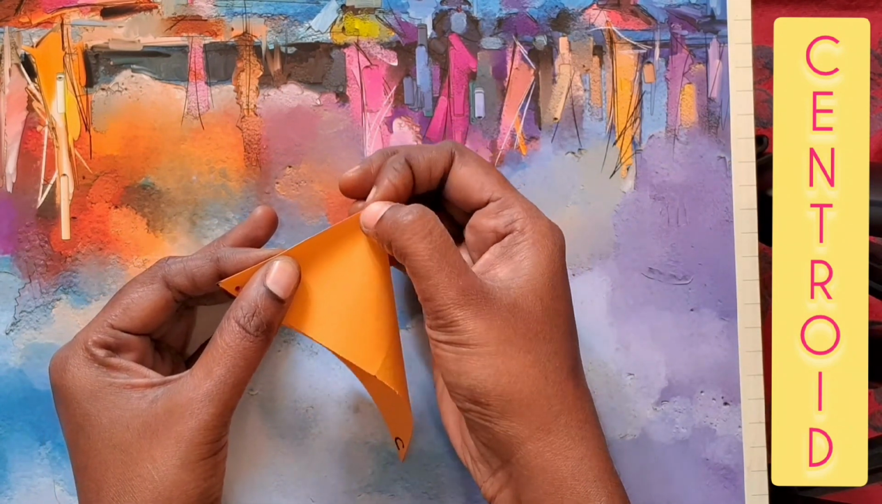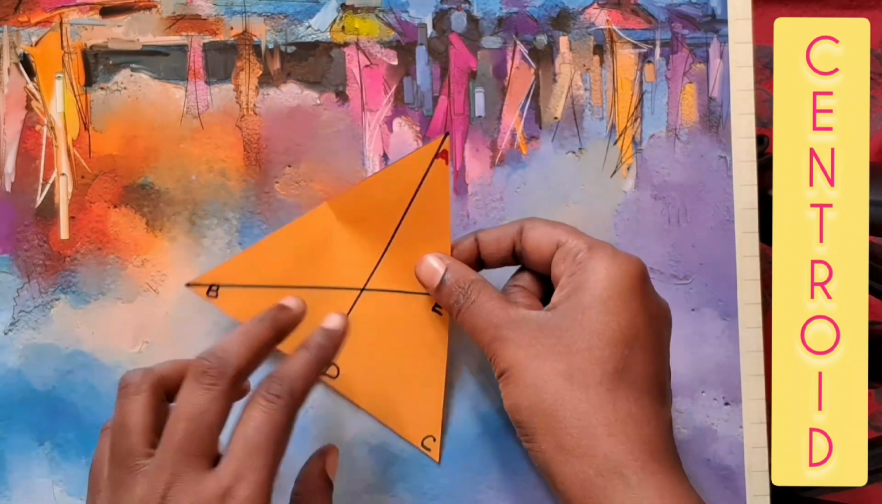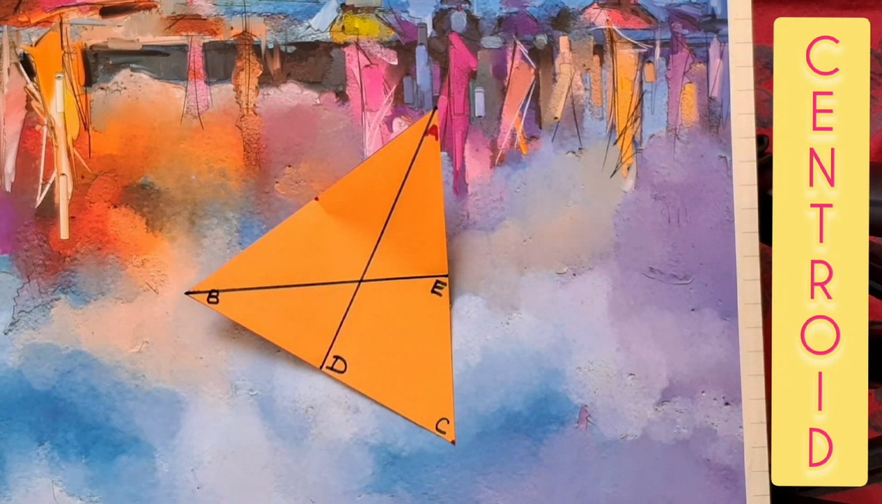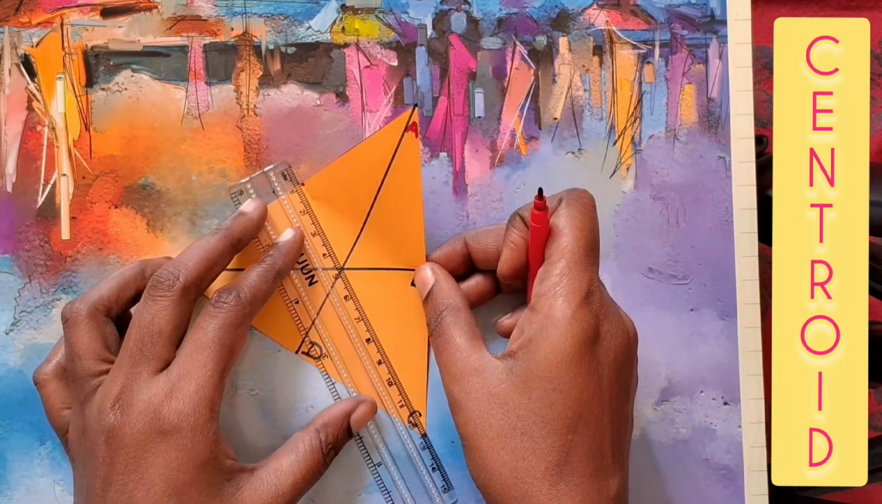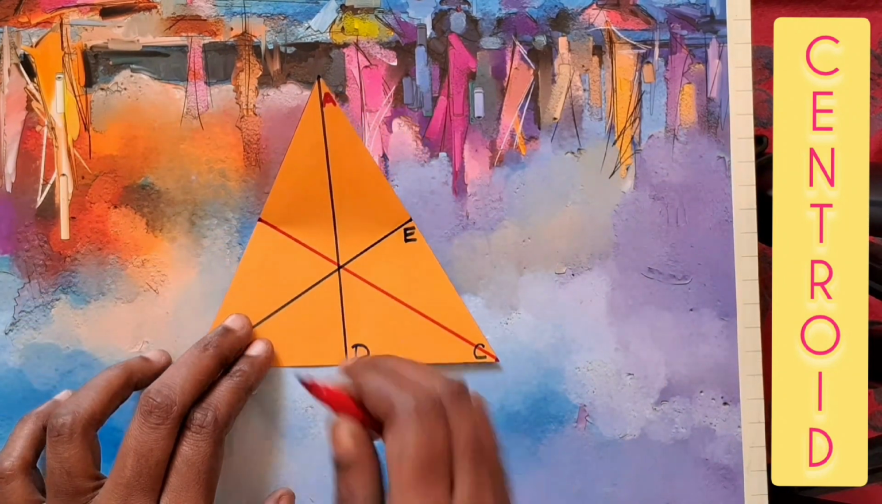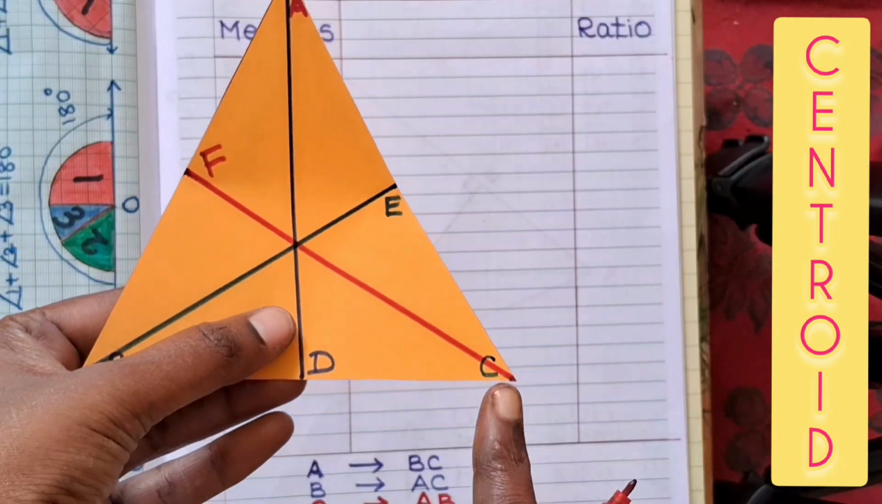To do that, fold vertex A and vertex B together, aligning them and make a crease. Then unfold it. You will notice a small mark where the crease was made. Mark a dot there. Connect this dot with vertex C by drawing a line. This line CF will be your third median.